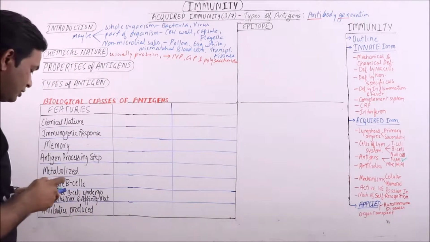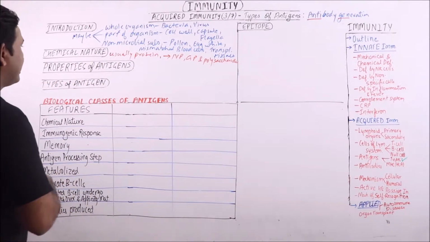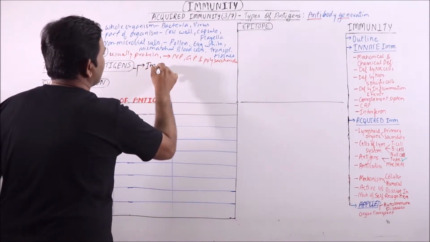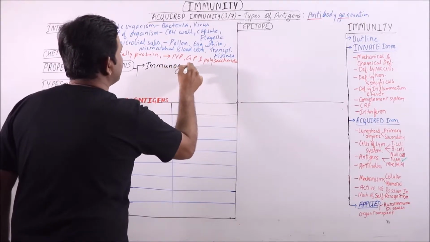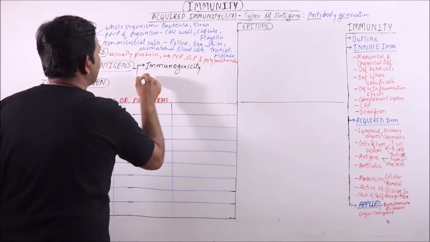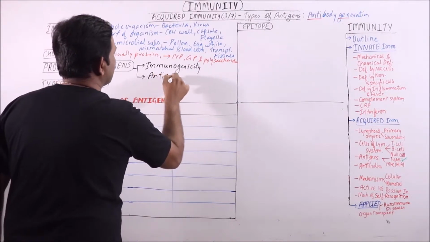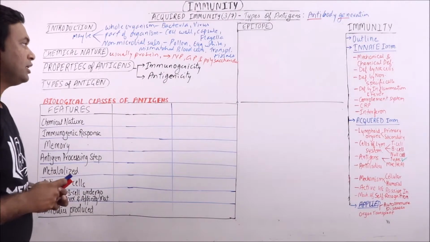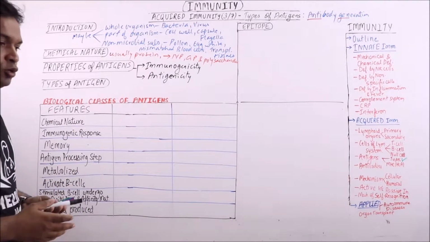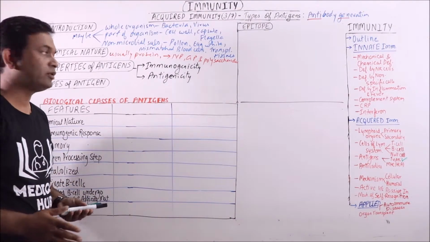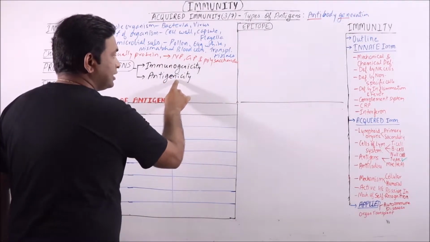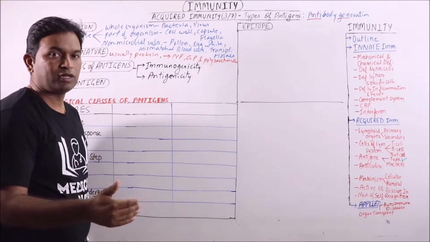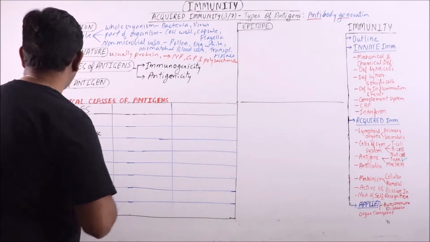Properties of antigen. There are two important properties of antigens. First one is immunogenicity and another is antigenicity. Now immunogenicity means it is the ability of antigen to stimulate the cellular or humoral immunity, while the antigenicity is the ability of an antigen to interact or react with the products of cellular and humoral immunity.